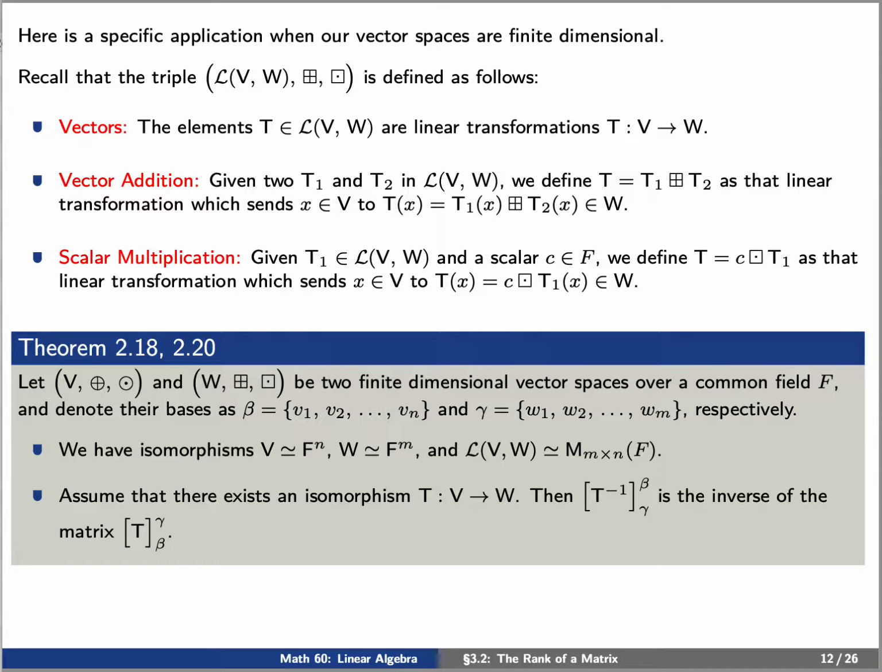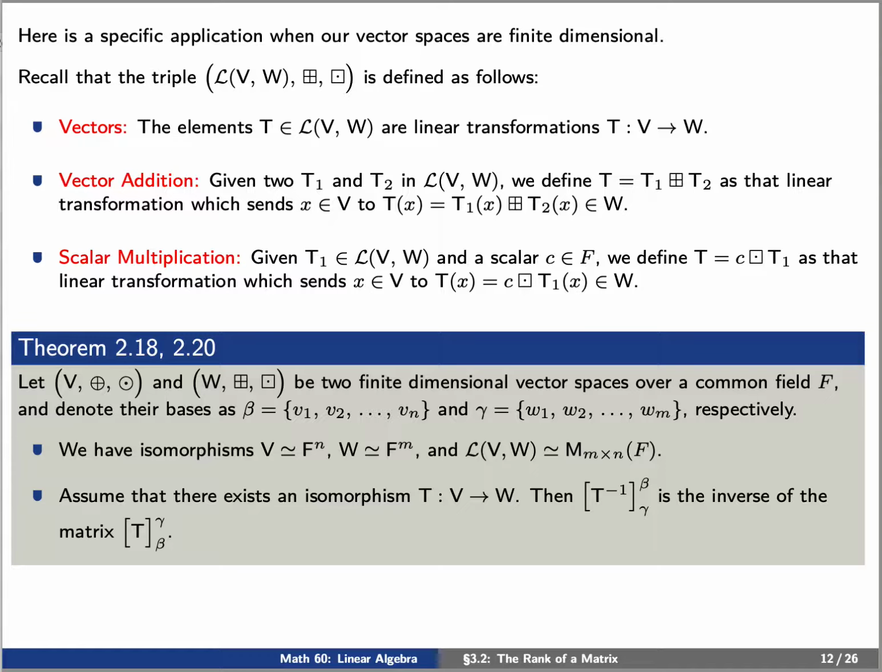If V has a basis beta consisting of n elements, then our standard representation gives an isomorphism from V to the n-dimensional vector space F to the n. Similarly, if W has a basis gamma that consists of m elements, then the standard representation gives an isomorphism from W to the m-dimensional vector space F to the m.